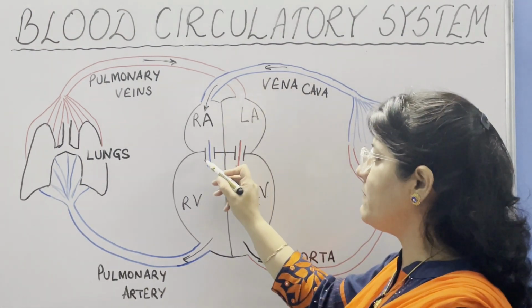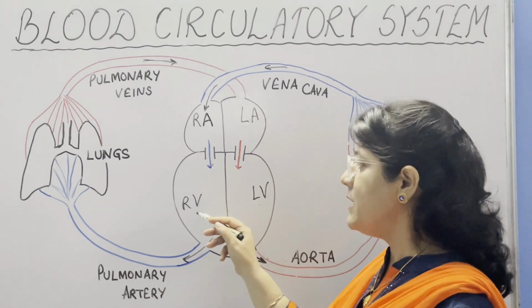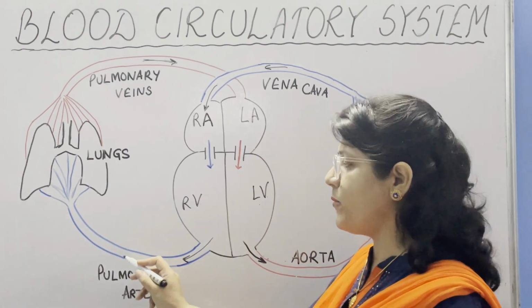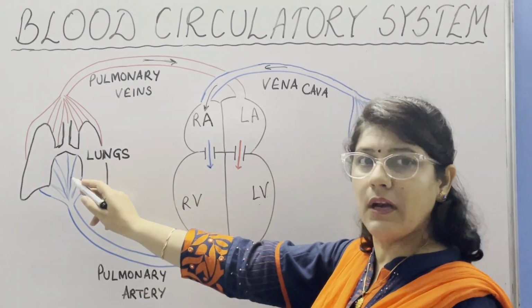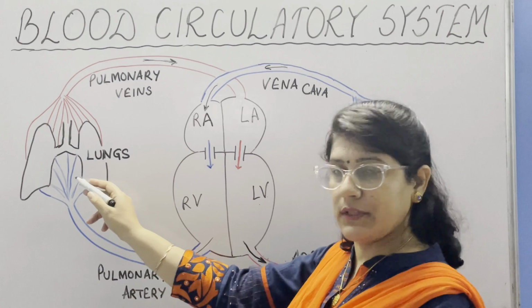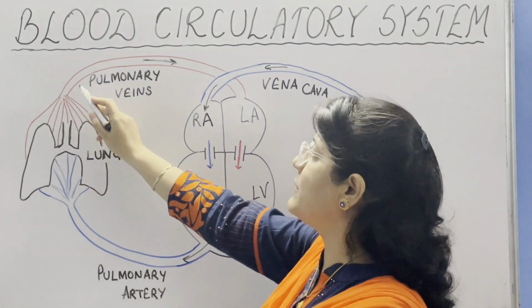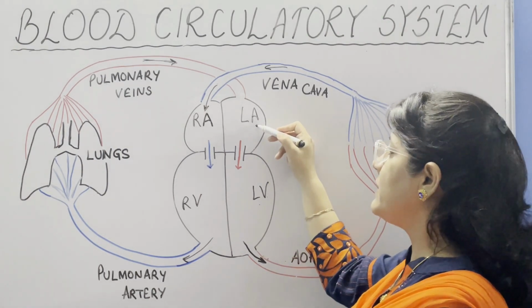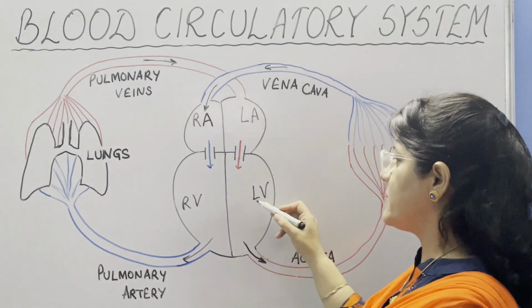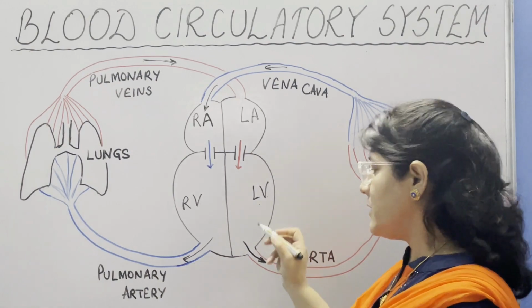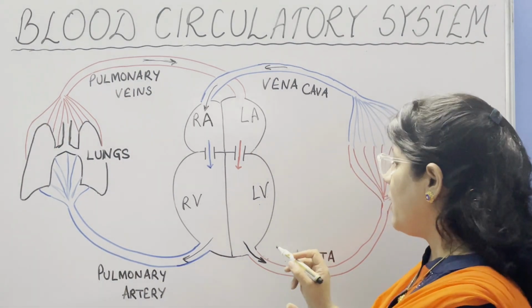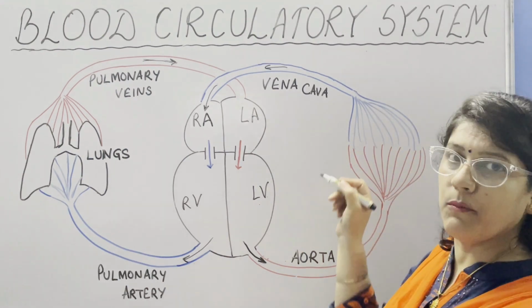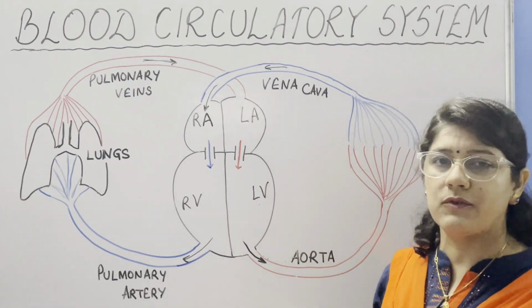With the help of the tricuspid valve, it enters the right ventricle. This deoxygenated blood leaves the right ventricle with the help of the pulmonary artery and enters towards the lungs. Then the lungs give oxygen, and this oxygenated blood with the help of the pulmonary vein enters our left auricle. Then with the help of the bicuspid valve, it enters the left ventricle, and then the aorta carries this oxygenated blood towards all parts of the body, that is towards all organs of the body.